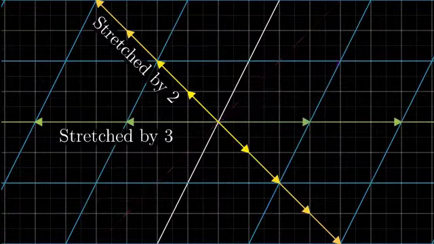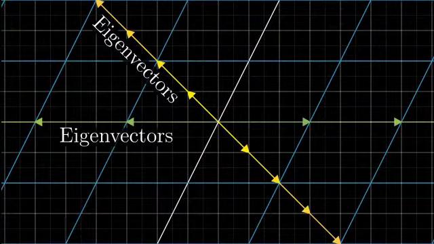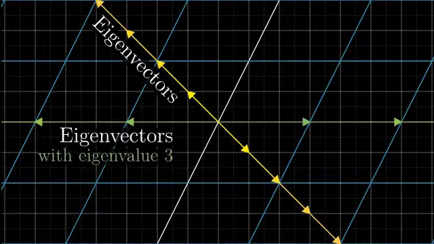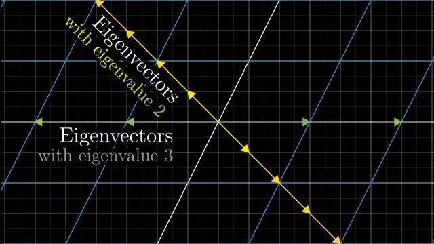As you might have guessed by now, these special vectors are called the eigenvectors of the transformation, and each eigenvector has associated with it what's called an eigenvalue, which is just the factor by which it's stretched or squished during the transformation.